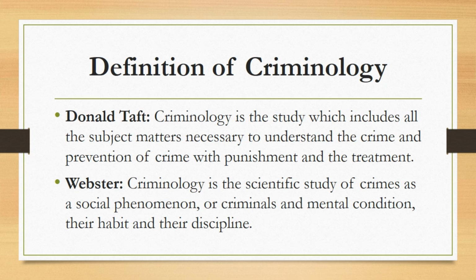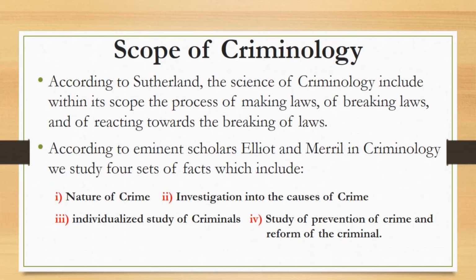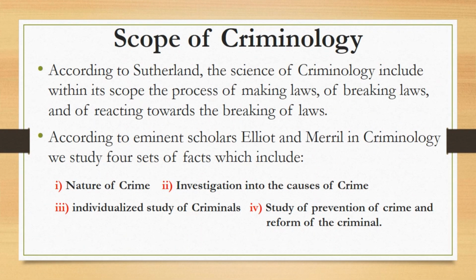All of them revolves around crime, its causes and its treatment. So we can conclude by defining criminology as the study of crime, its causes, its treatment and its reformation. Now we will study the scope of criminology. Like other social sciences, the scope of criminology is also very vast and extensive. It is related to each and every social class and structure.